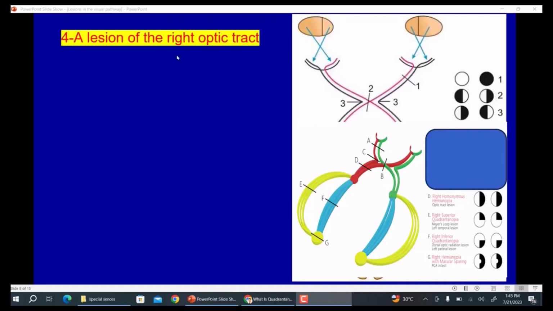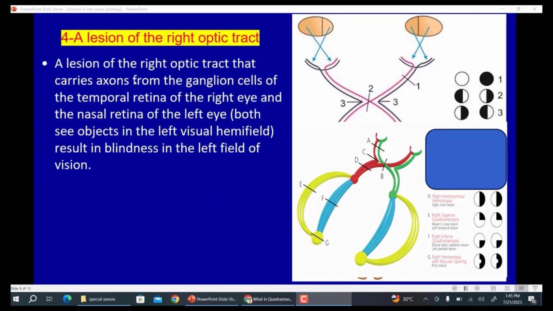Next is a lesion of the right optic tract. A lesion of the right optic tract, which carries axons from the ganglion cells of the temporal retina of the right eye and the nasal retina of the left eye, both of which see objects in the left visual hemifield, results in loss of vision in the left field of vision.